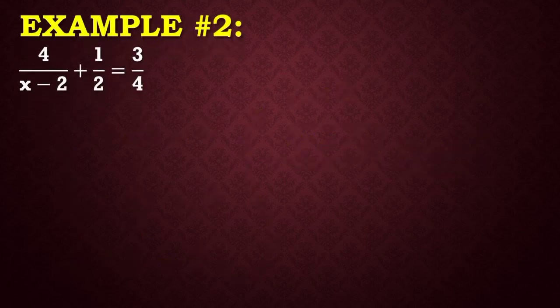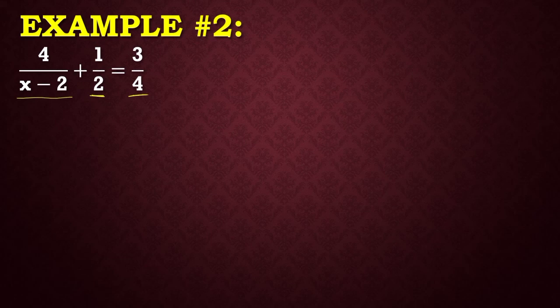So, for our next example, 4 over x minus 2 plus 1 half is equal to 3/4. So, we'll get the LCD. So, yung LCD nito, kasama syempre yung x minus 2 kasi wala naman siyang kamukhang term. Okay, and then, yung least common multiple ng 2 saka 4 ay 4. So, paano naging 4? Ililista lang po yung mga multiples ng 2 saka 4. Lilitaw na 4 yung LCM.